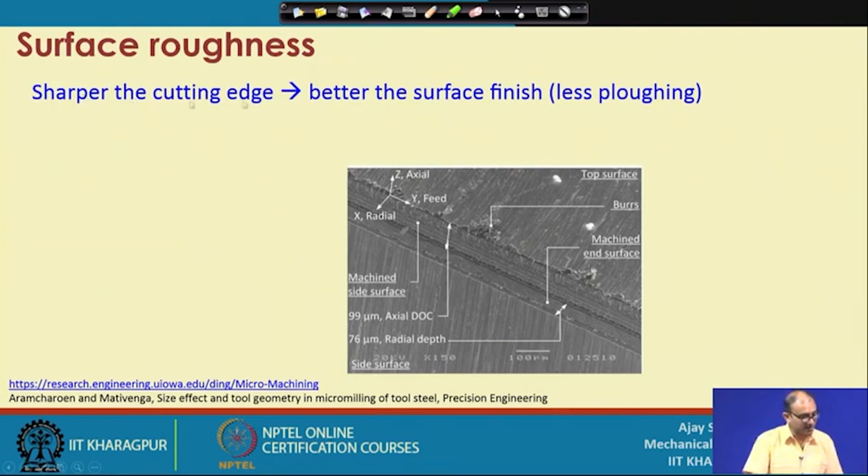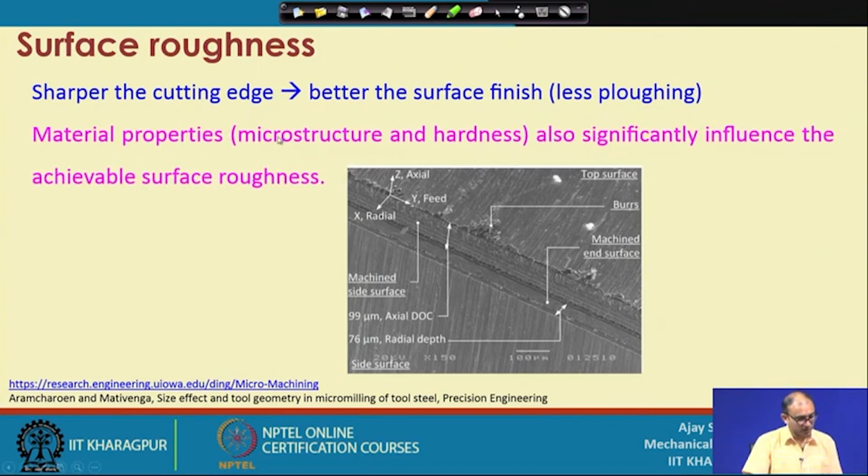So, we have to maintain the sharpness of the cutting edge for a longer time. There are many ways: if you set the process parameters very efficiently or optimize them, then you will retain this. There is a coating also available, and you can use coolant also. So, these are the different ways you can maintain that. Material properties, microstructure and hardness: we have seen that if it is a soft material, then your surface roughness is high, and if it is a brittle material, you can get a good surface finish.